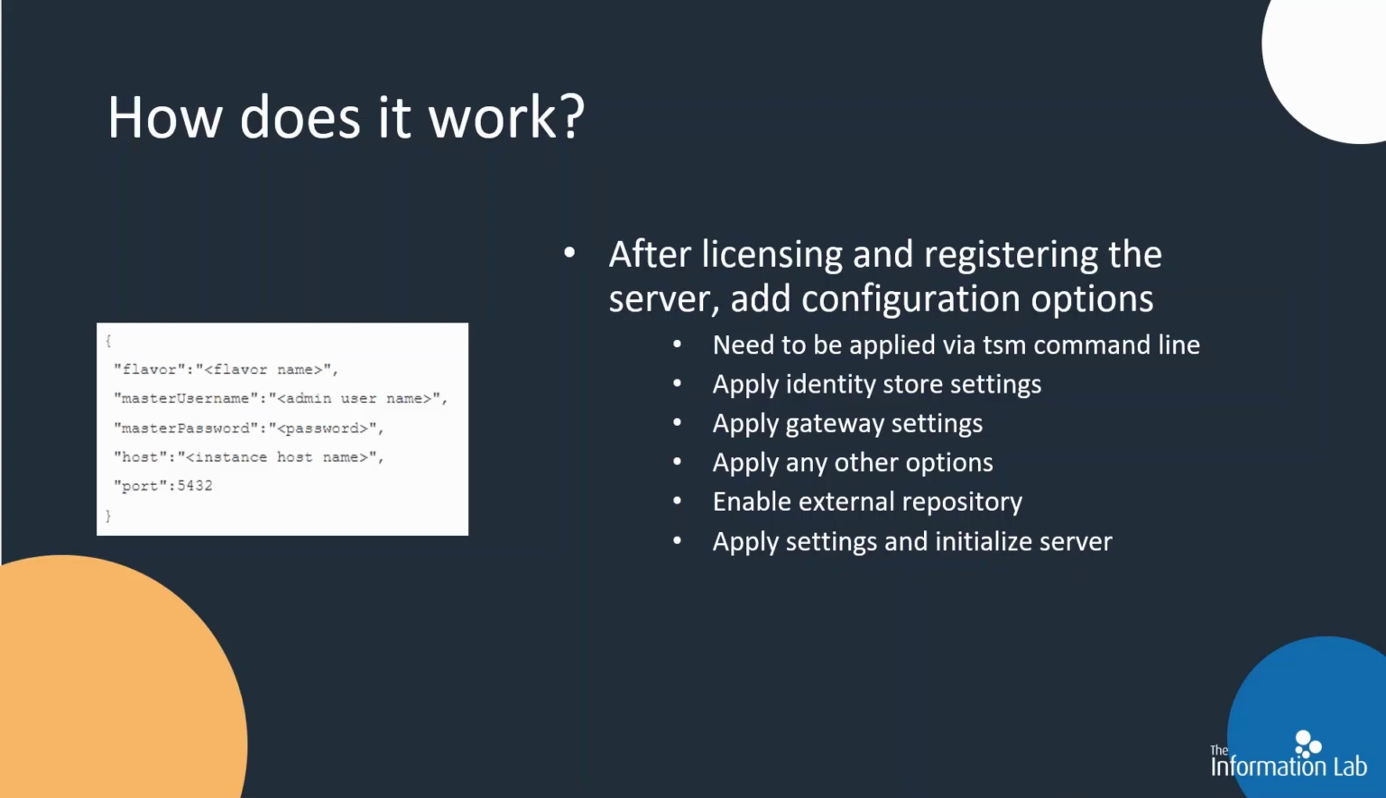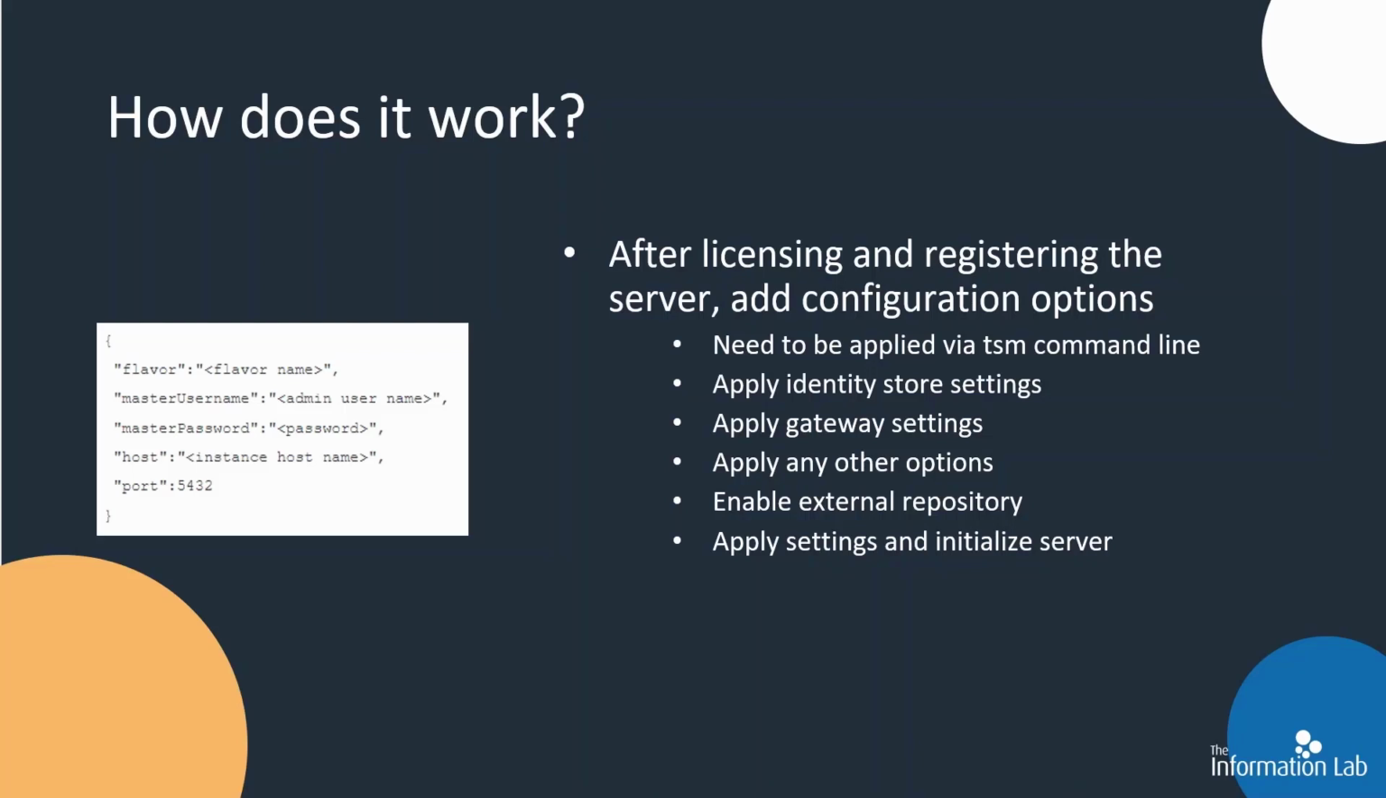And then at that point we need to apply all of the settings once we've imported all of those, and then we can initialize the server. It's important that we don't initialize the server before we've set up the external repository, or it will go ahead and build an internal repository, which we do not want. So at this point I'm going to head over to my AWS console, and we are going to have a go at setting this up for real.